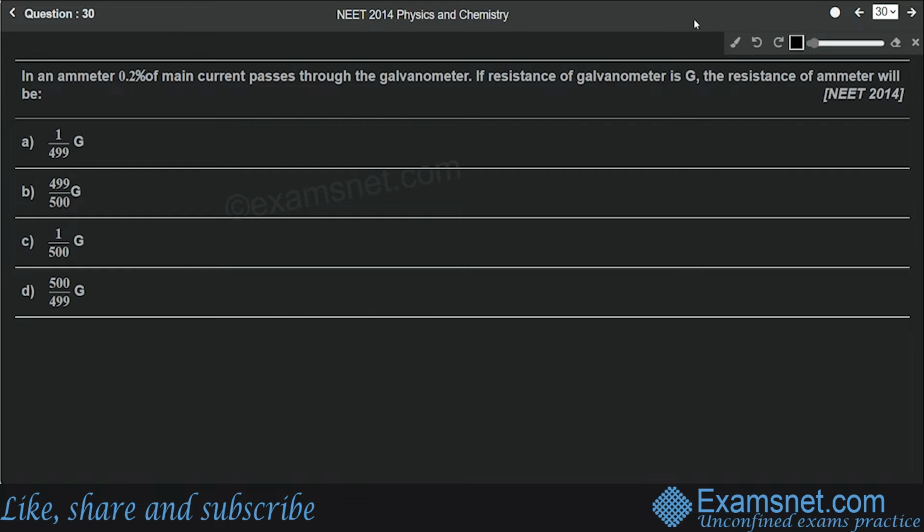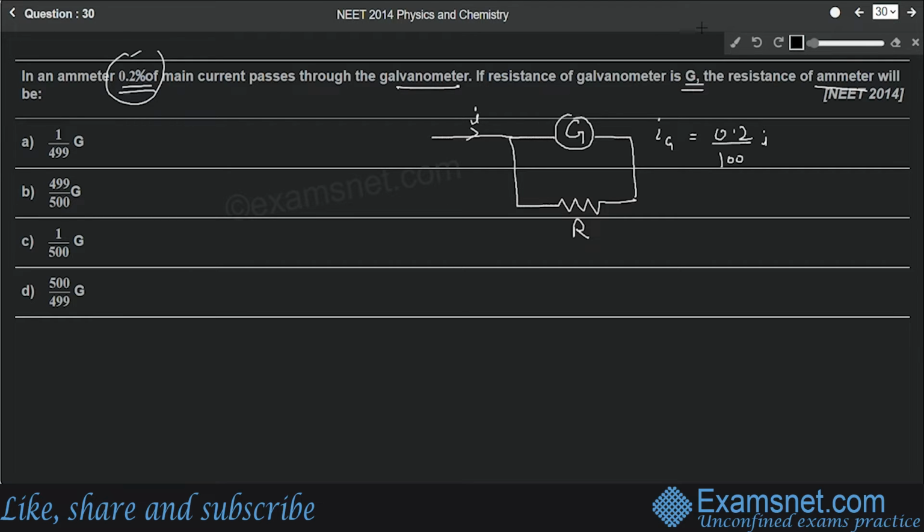Question number 30 is from the chapter Current Electricity, and the question is: in an ammeter, 0.2% of main current passes through the galvanometer. If resistance of galvanometer is G, the resistance of ammeter will be. Okay, so suppose this is the galvanometer, and we know that the galvanometer is always connected in parallel with the resistance of the ammeter. So this is the resistance of ammeter R. This is the current I. Now it is given in the question that only 0.2% of the main current passes through the galvanometer. That means the current that passes through the galvanometer, that is Ig, is 0.2% of the current I, that means 0.2 by 100 I.